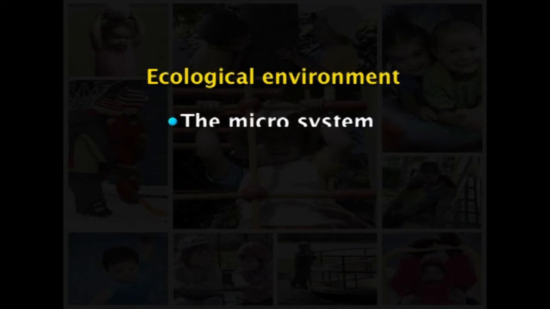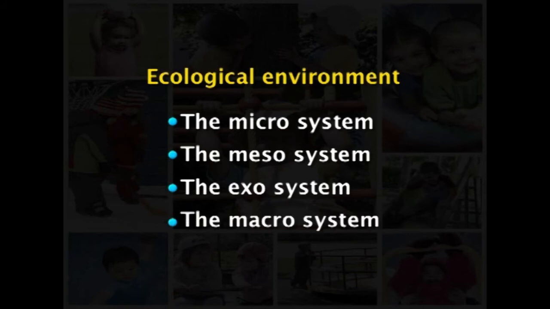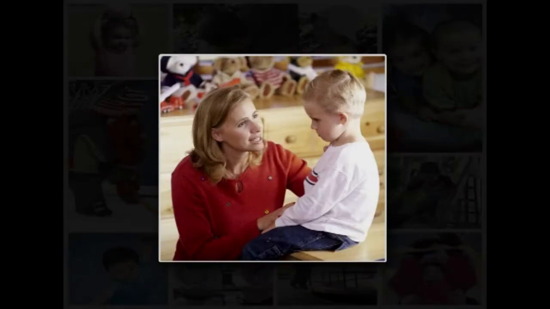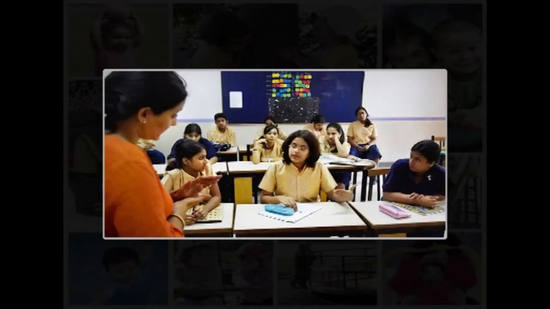The ecological environment is composed of four structural levels. They are the microsystem, the mesosystem, the exosystem and the macrosystem. The first system, the microsystem. This system involves the interaction between the developing child and an immediate setting or context. For instance, interaction between the child, mother, father, teacher and peers.